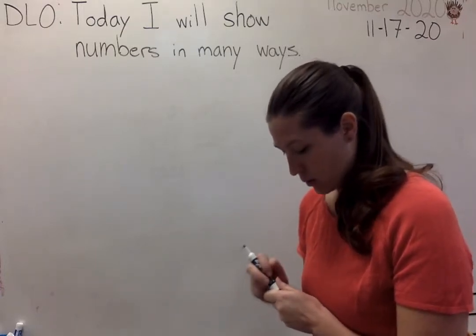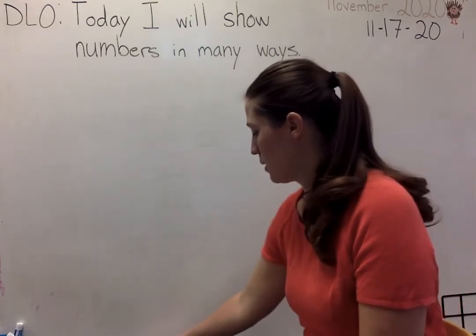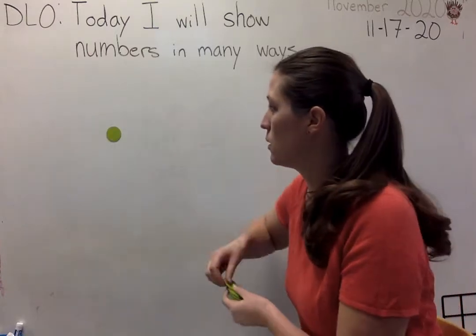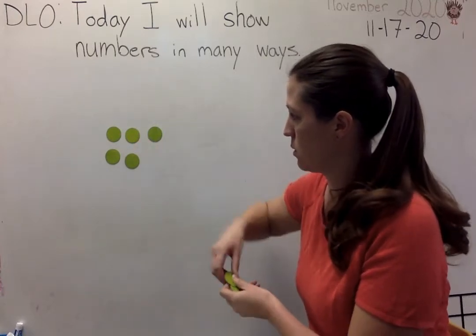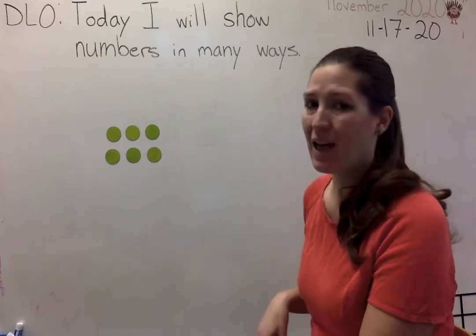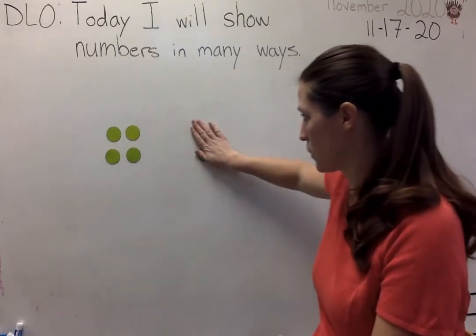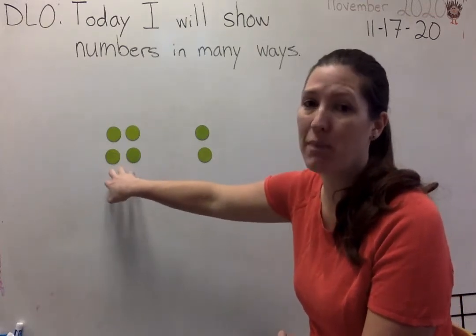So we could start with, I'll use my cookies. There are 6 cookies on the plate. I ate 2 of them. 1, 2. How many cookies are left? So how many are remaining on the plate?